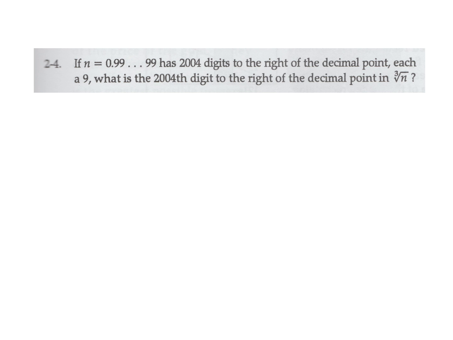If n is equal to 0.99 all the way to 2004 digits to the right of the decimal point, each a 9, what is the 2004th digit to the right of the decimal point in the cube root of n?